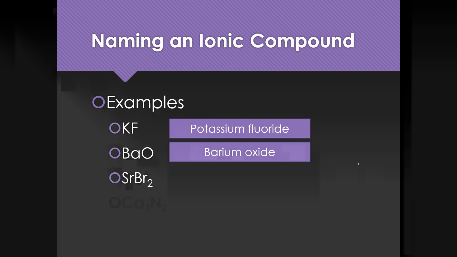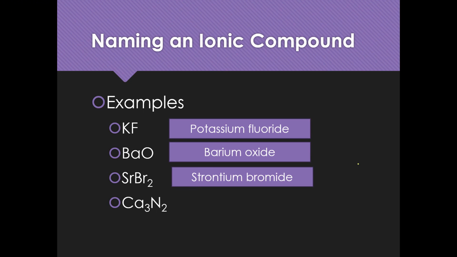Next, SrBr. Sr is strontium. Find it on the periodic table, it's number 38. Br is bromine, number 35. Bromine, because it's an anion, because it's part of this ionic compound between a metal and a nonmetal, is going to have a minus charge. It's going to be a bromide. So this compound's name would be strontium bromide.